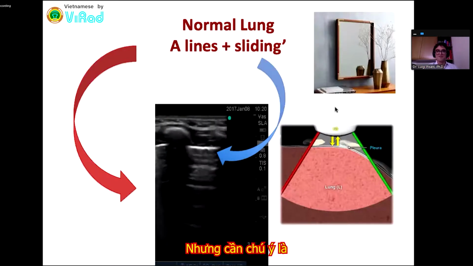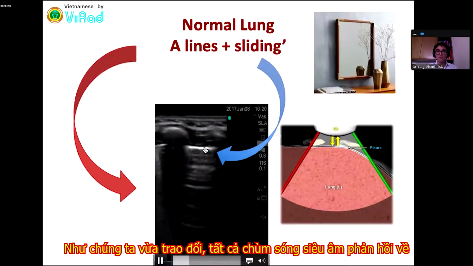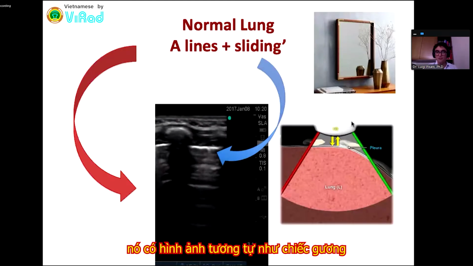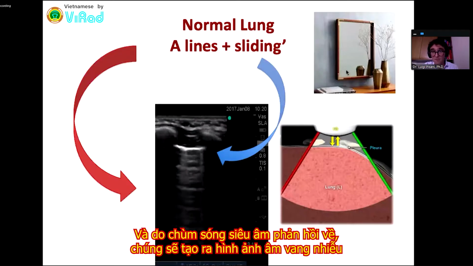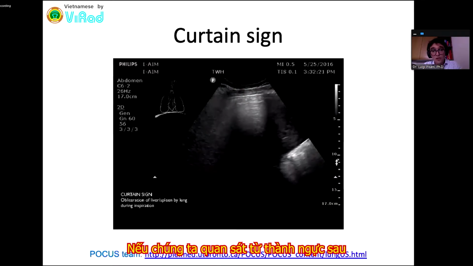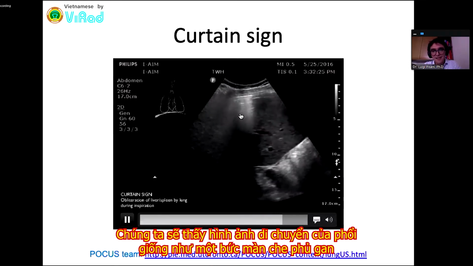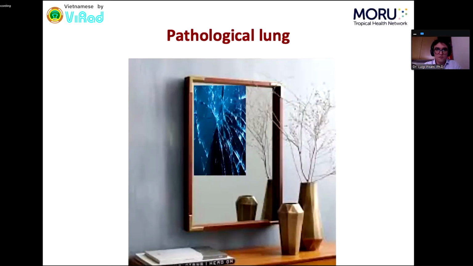But please remember, as we said before, every ultrasound beam gets reflected back to the lung ultrasound probe, just like with a mirror. And because the beams are reflected, they will create reverberation artifacts, which are called A lines. When we go on the lateral chest, we will see the lung sliding as a curtain sign over the liver.